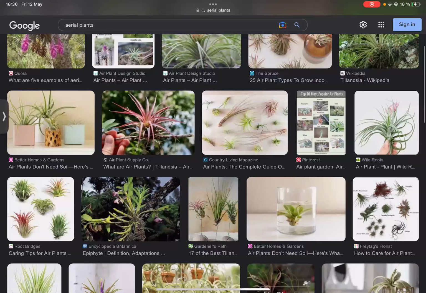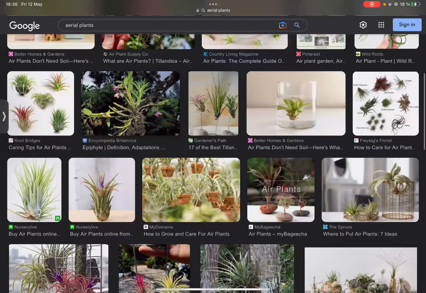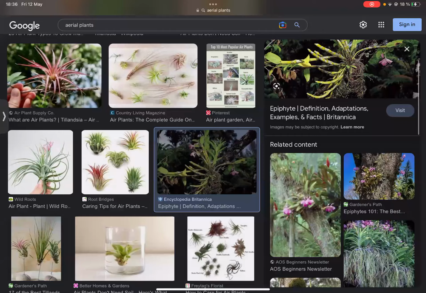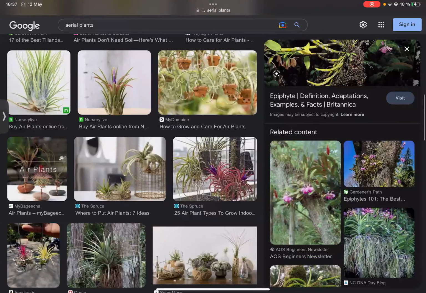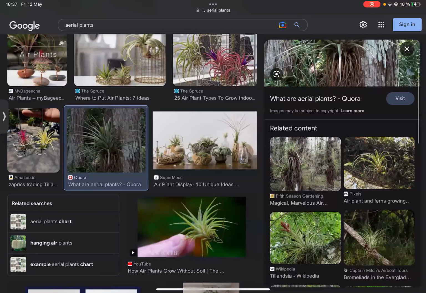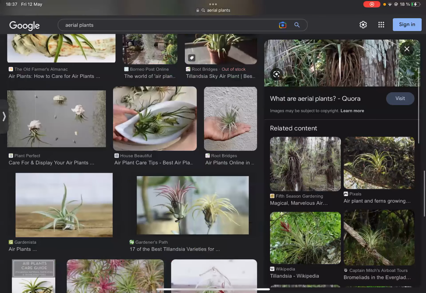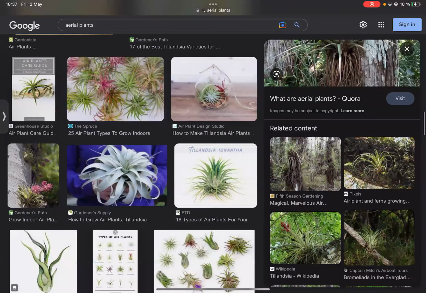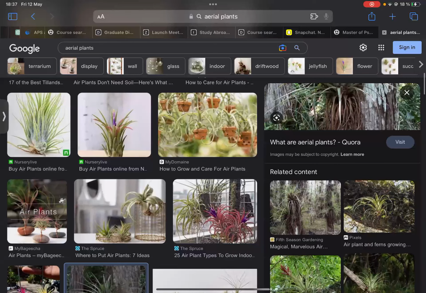Can you see over here? The roots are all growing out of the plant. See? Look at the roots all out. Can you all see that? So these are aerial plants. Their roots are not submerged in the ground.